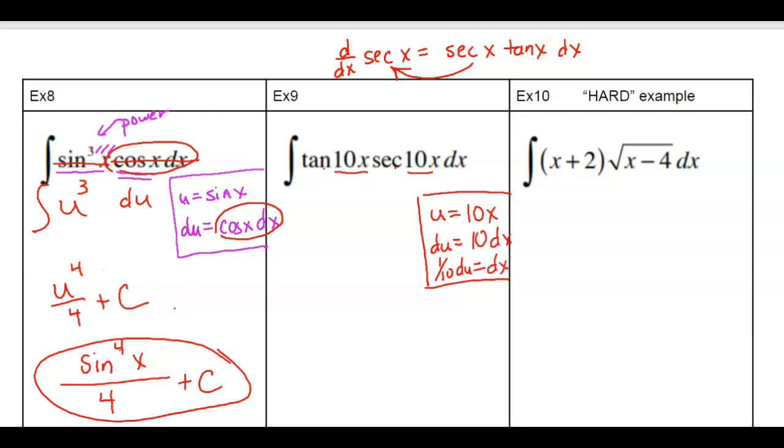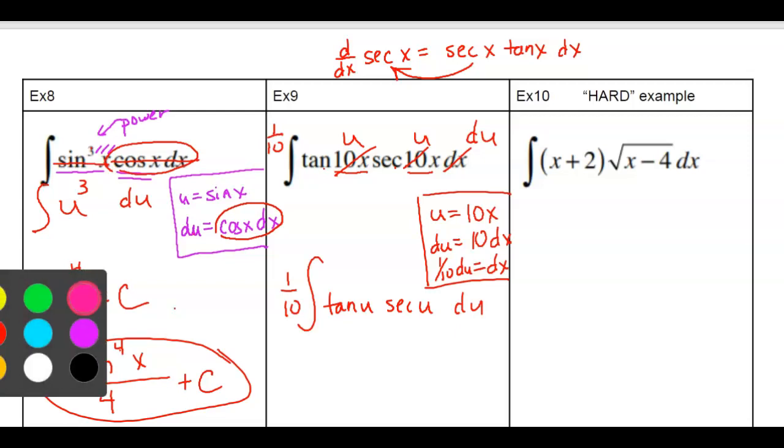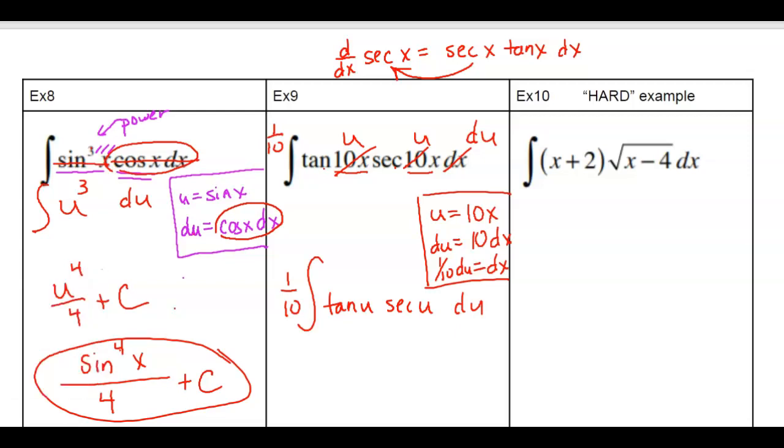So now we're going to match it up. This is u, and dx is 1/10 du. So I get 1/10 tangent secant du. If I see secant tangent, I get to write just secant, because that's the original function. And the 1/10 stays being multiplied. Does that make sense? Then we'll plug u back in.